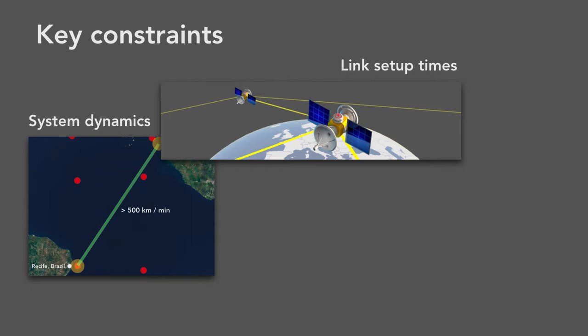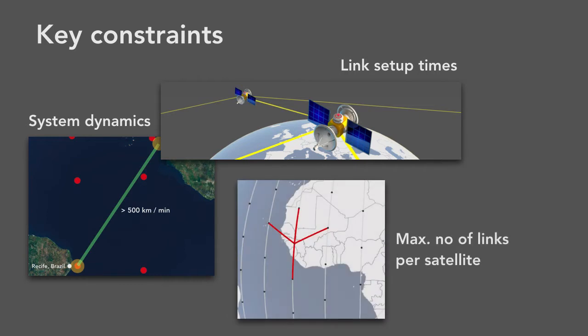Hence, it's important to minimize changes in which links are connected. Also, the maximum number of ISLs per satellite is limited. In our work, we consider 4 ISLs per satellite following all recent FCC filings. I'll also lay out the assumptions we are making in solving the inter-satellite topology design problem.